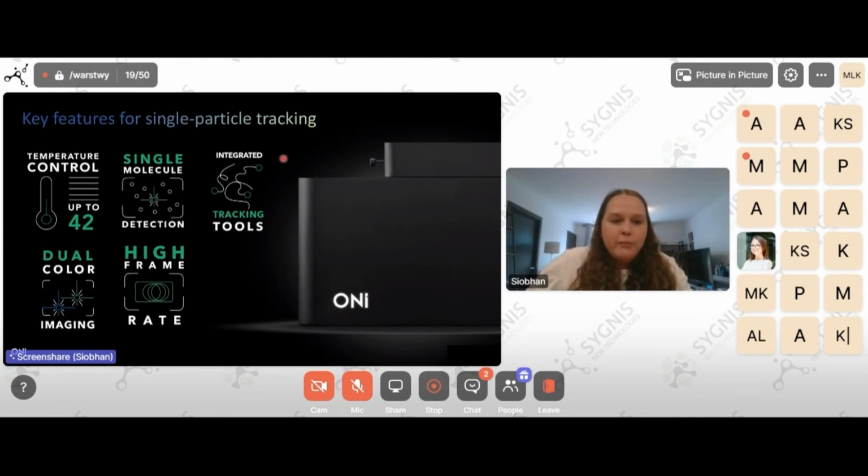We have all of the inbuilt tracking tools within the software. Once you carry out your video for the tracking experiment, you can do all the analysis through the software and get all the outputs on particle number, diffusion coefficients, directionality, track lengths, and everything like that. We can apply the single particle tracking simultaneously in 2 colors, and we do have an extremely high frame rate. We offer imaging down to 100 frames per second in the full field of view, so we can capture very fast dynamic events.